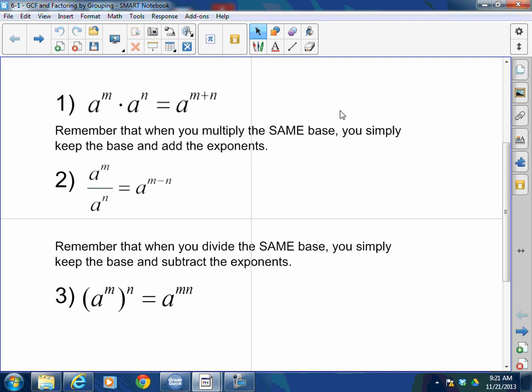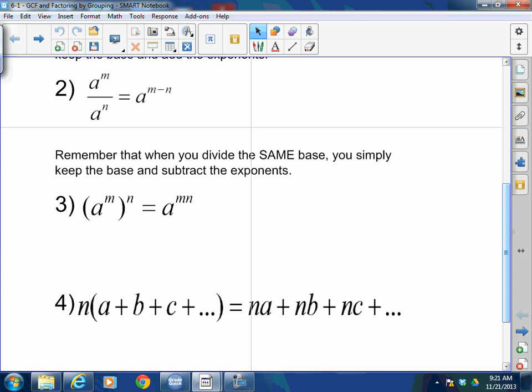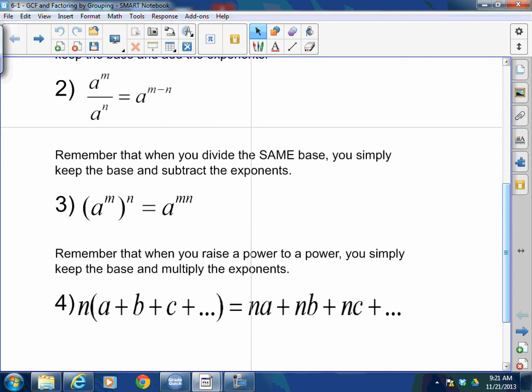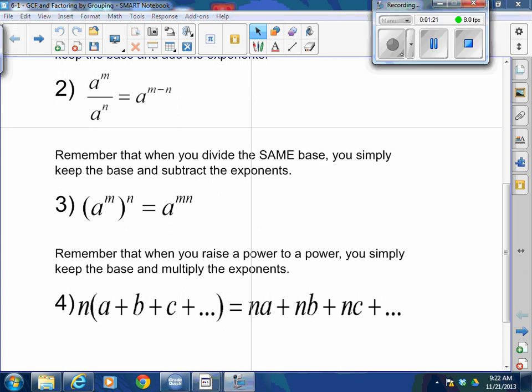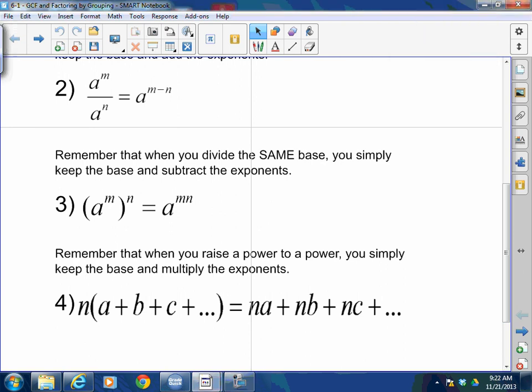Please remember that when you have a to the m raised to the n power, when you have a power raised to a power, you're going to keep the base and multiply the exponent. Okay, I'm sorry about that interruption. A to the m raised to an n power, you keep the base and you multiply the exponents.